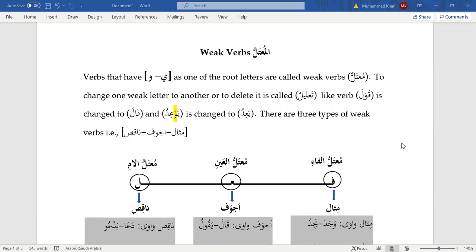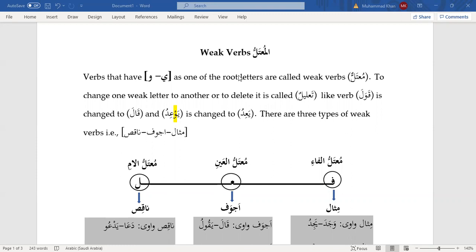Al-mu'tal, or the weak verbs. As we started our journey about two weeks ago on the weak verbs, inshallah, now we have reached the last category, which is called Mu'tal al-Lam, and it is given the name Naqis.